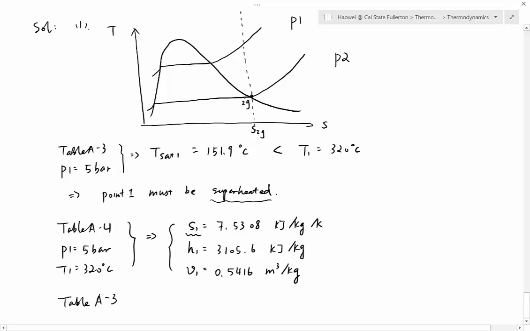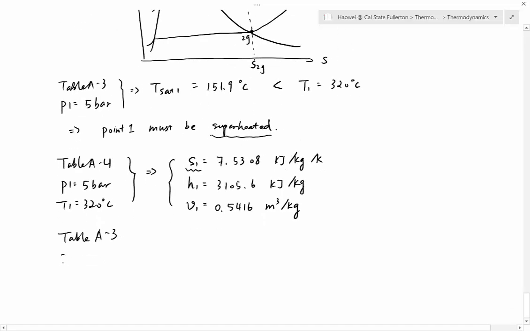So now what do we know about point 2G? If we know the temperature of point 2G, we can go to table A2. And if we know the pressure of point 2G, we can go to table A3. What do we know about point 2G? Point 2G is on which line? Point 2G is on the P2 line. So that means the pressure of point 2G must be equal to P2. And we do have P2. P2 is given as 1 bar.